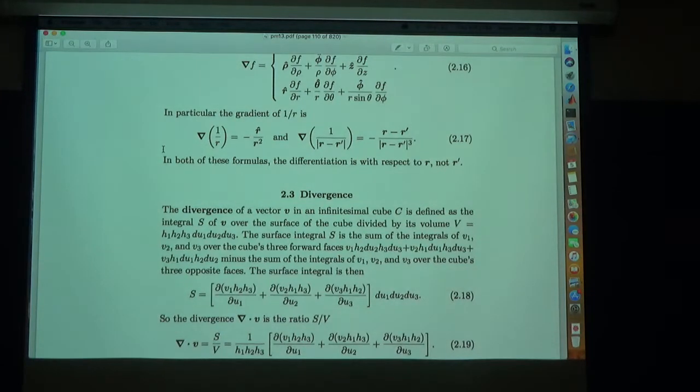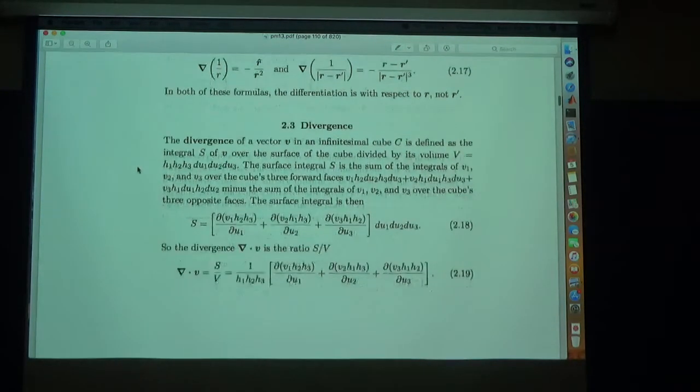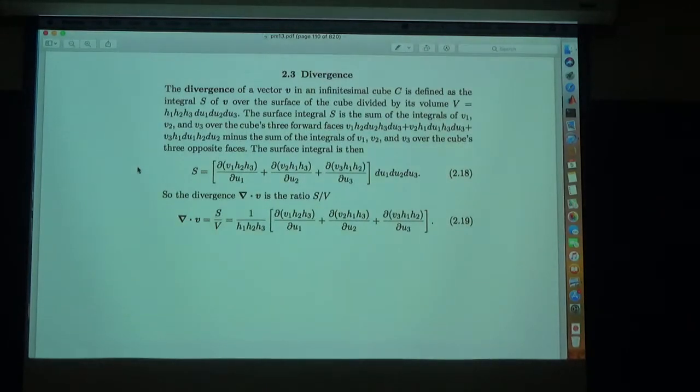The gradient of 1 over r is minus r hat over r squared, or minus r vector over the length of r cubed. And similarly, if r is the distance between vector r and vector r prime, then the gradient of that is minus (r minus r prime) over the magnitude of r minus r prime cubed. And the differentiation here is with respect to r, not r prime. So these are, of course, derivatives that you learned in electrostatics, but they're going to come back to us in just a moment when we look at the divergence more carefully. Any questions?